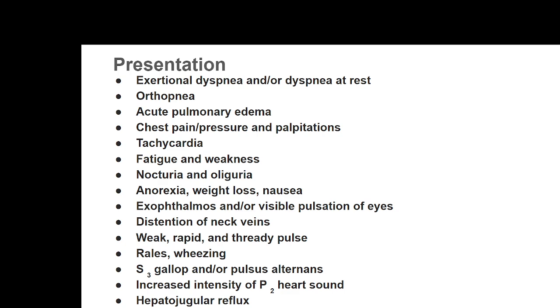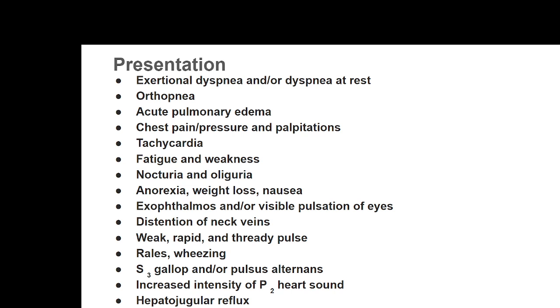Then the advanced conditions can present with acute pulmonary edema, where there could be raspberry rales and an acute-onset presentation of breathlessness. Even the oxygenation would be reduced. The patient may even have cyanosis when the heart failure is acute. And the distension of neck veins, or jugular venous pulsations, is another characteristic clinical sign, again seen in the advanced stages.